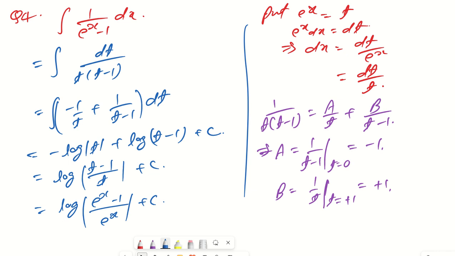If you want, you can write it down, or you can put it like 1 minus 1 by e to the power x, but this is the answer.